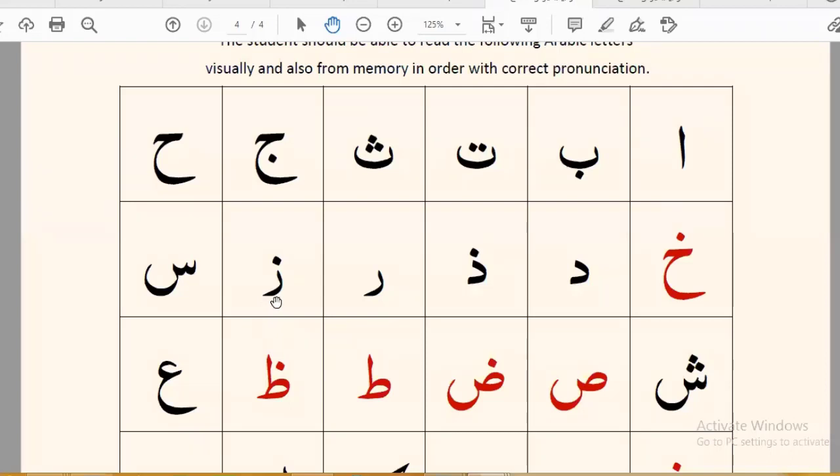Za. Okay, now this one is when you touch the tip of your tongue to your top teeth. This one just needs to be said simply, like the letter Z. So this is dhal and this is za. Za. Yeah, well done, excellent.